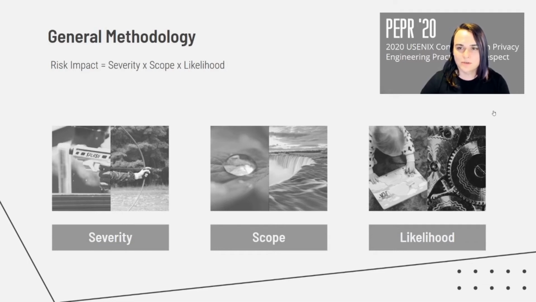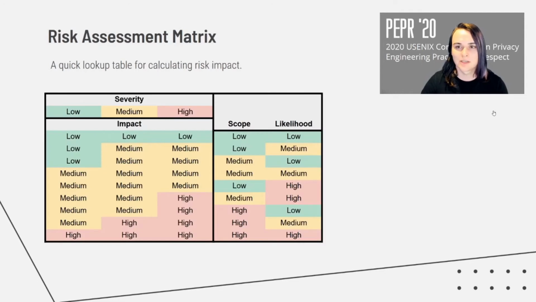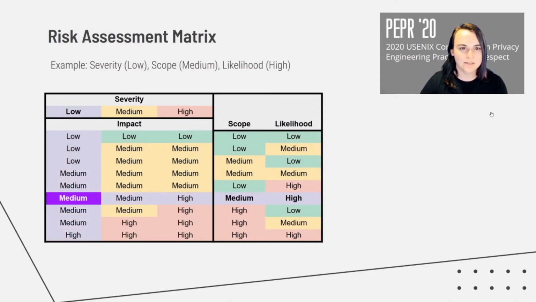So what does using this methodology look like as a bunch of potential outcomes? Well, for those who are more visual learners, here's basically a table of all the potential outputs. And if you find the intersect here with low severity, medium scope, and high likelihood, we find that we have a medium impact. With a little bit of practice, you can pretty much do this in your head.